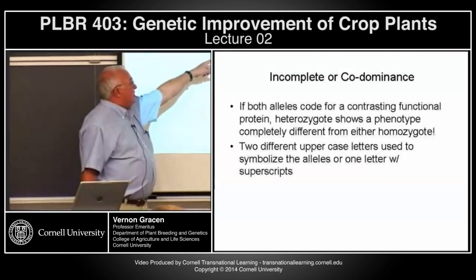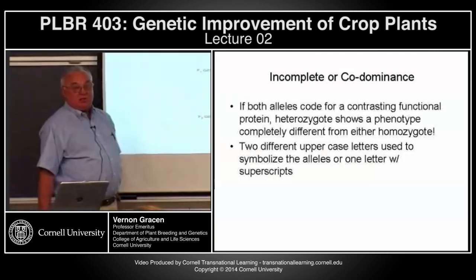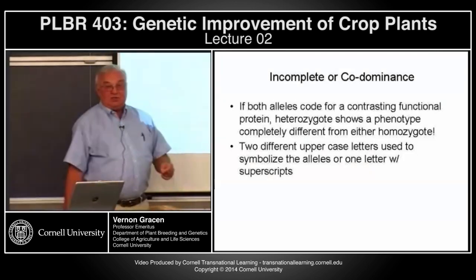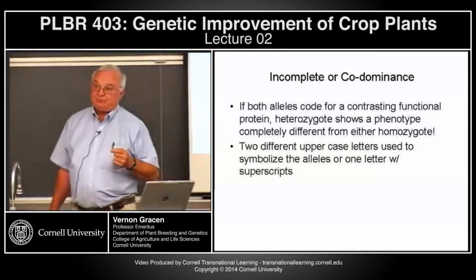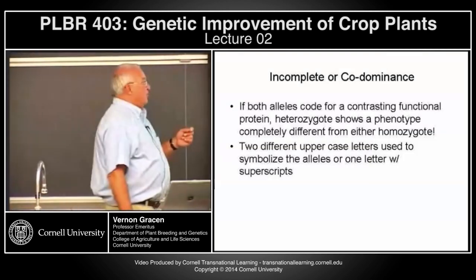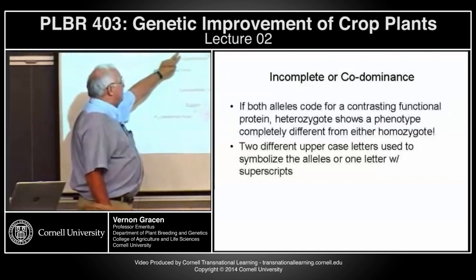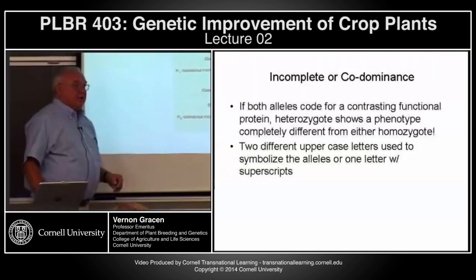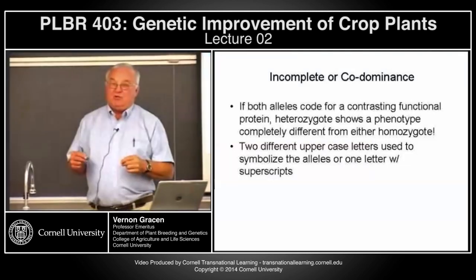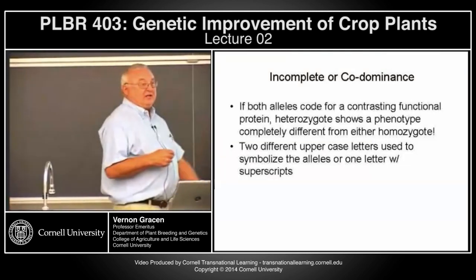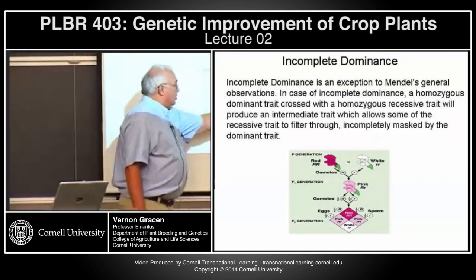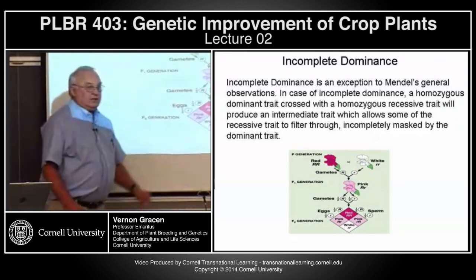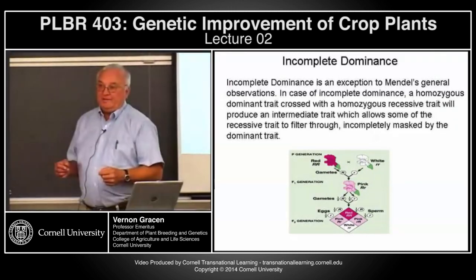If you cross a red carnation with a white carnation, the F1 generation is pink. So the red gene is incompletely dominant over the white. Therefore, you get a pink expression in all of the F1 individuals. If you follow that to the next generation, you get 1/4 red, 1/2 pink, 1/4 white.